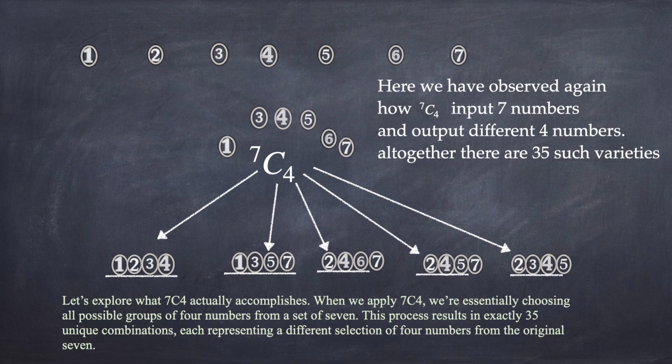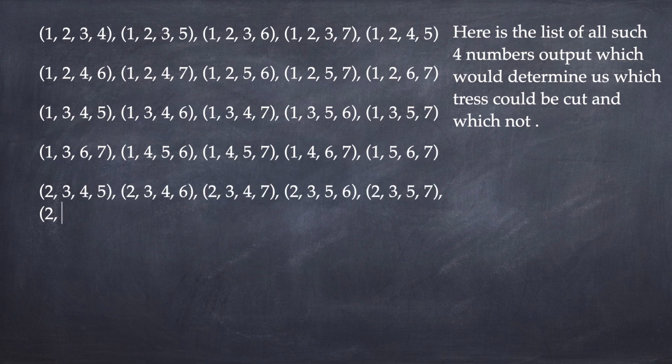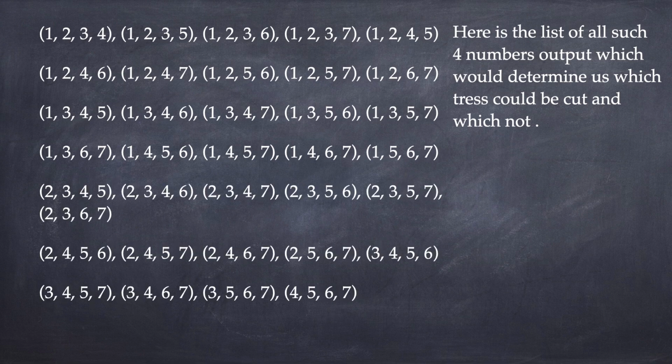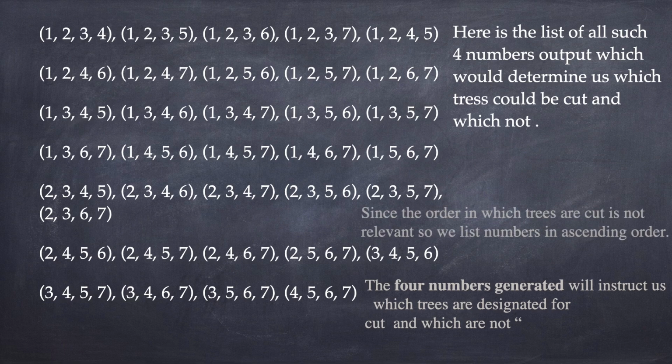Here, once again, we've seen how 7C4 takes 7 numbers as input and generates all the possible combinations of 4 numbers. Altogether, this results in 35 distinct groups, each offering a unique selection from the original set. Here's a complete list of all 35 possible selections. Each selection has 4 numbers, and each number shows a tree that should be cut down.